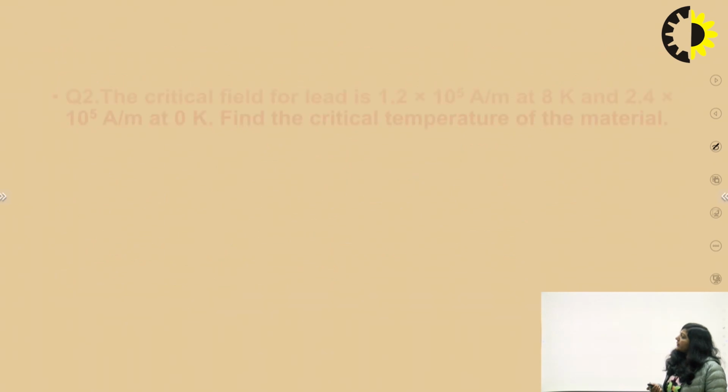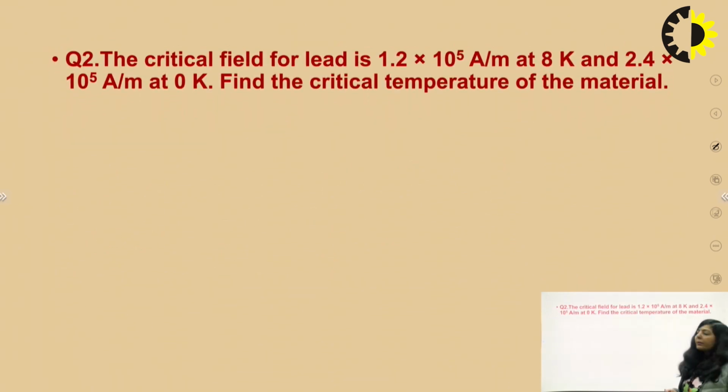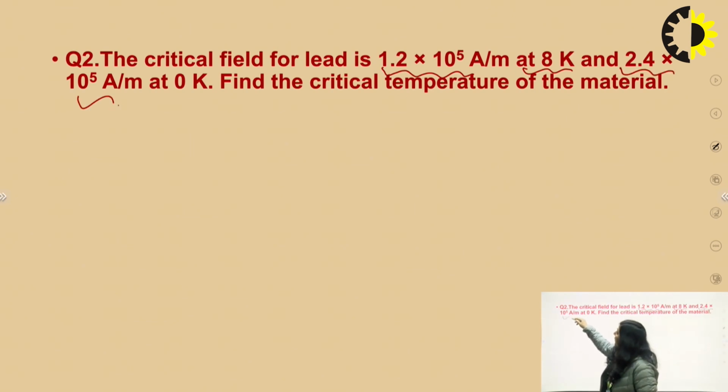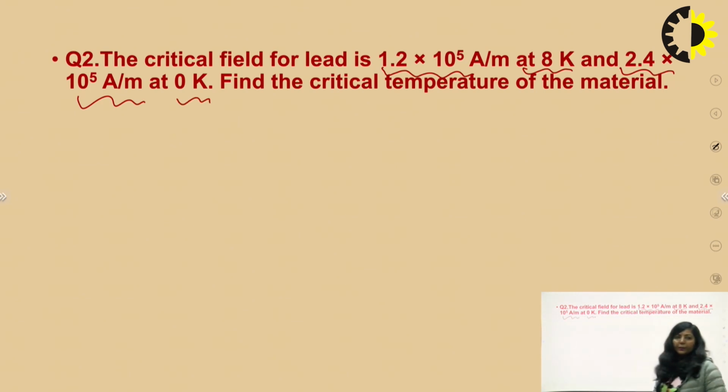So let's take another problem. This is our second problem. As you can see in this problem, the critical field for lead is 1.2 into 10 raised to power 5 ampere per meter, and this critical magnetic field is at 8 Kelvin. So this value is given at 8 Kelvin. And the critical magnetic field is 2.4 into 10 raised to power 5 ampere per meter at 0 Kelvin.